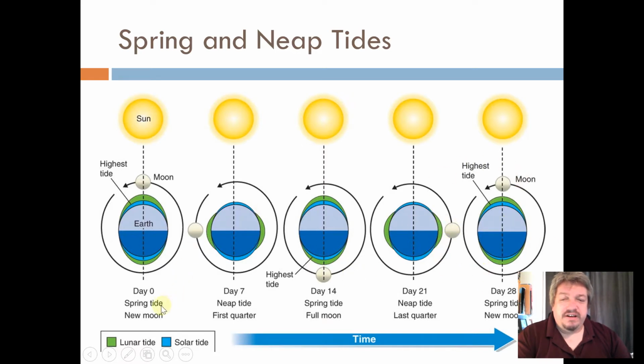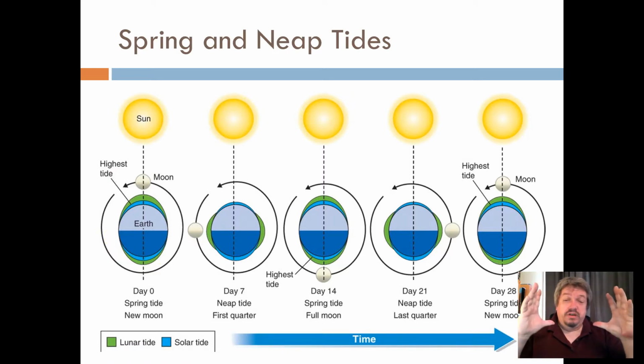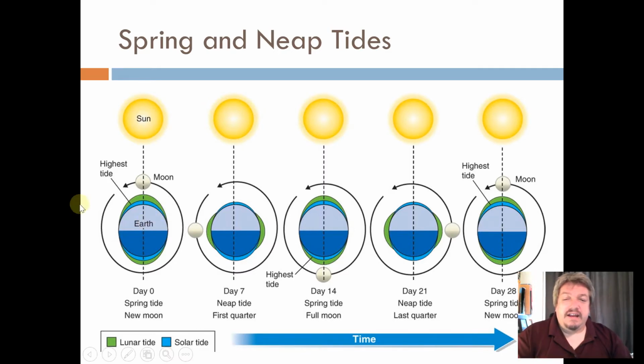Now notice here 7, 14, 21, 28. The moon takes 28 days to rotate around the Earth. That's why a lunar cycle takes 28 days. So if you ever notice, we have a full moon, and then it basically goes from a full moon to no moon every 28 days. And the tides kind of tie in with that.